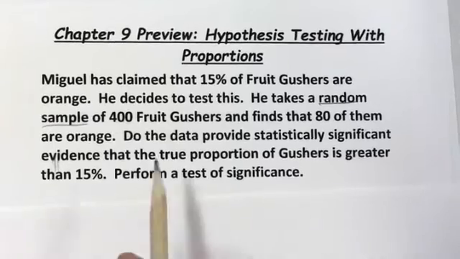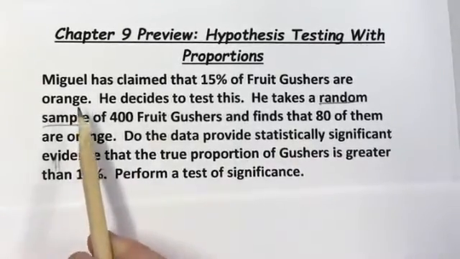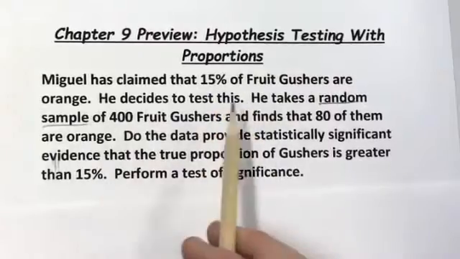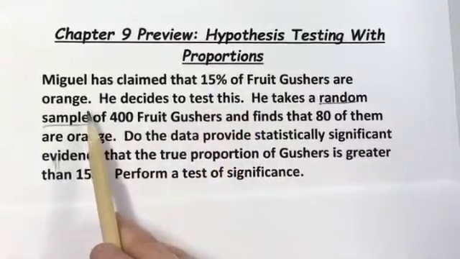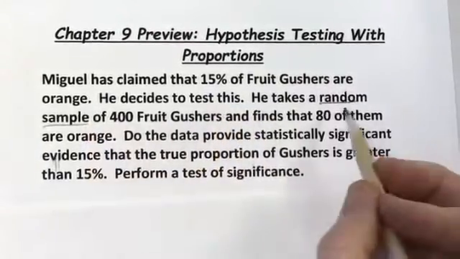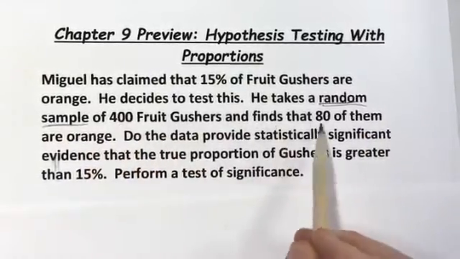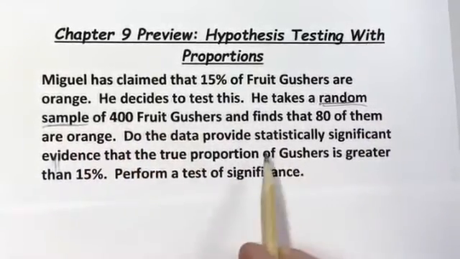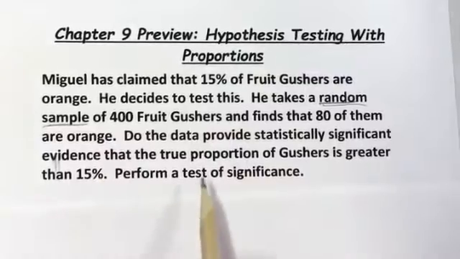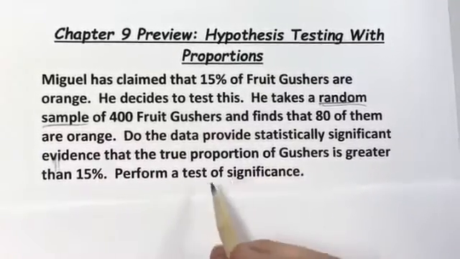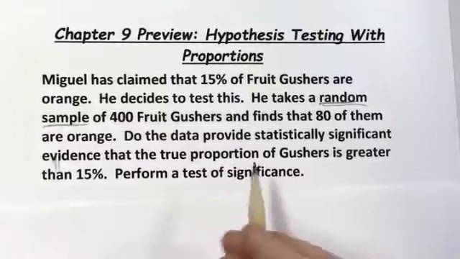And so this problem says McGill has claimed that 15% of fruit gushers are orange. He decides to test this. He takes a random sample of 400 fruit gushers and finds 80 of them are orange. Do the data provide statistically significant evidence that the proportion of fruit gushers that are orange is greater than 15%? Perform a test of significance. And this is also known as a hypothesis test.